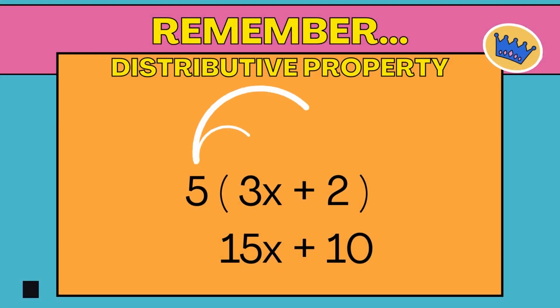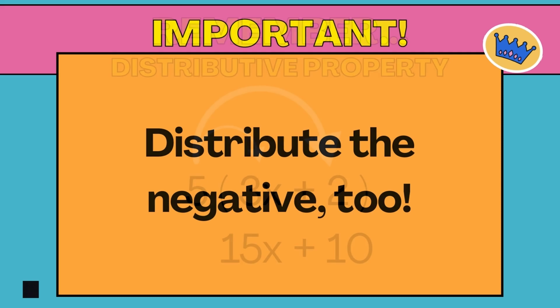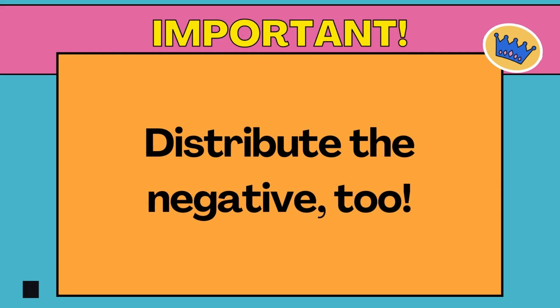Now let's take it a step further and include the distributive property in our examples. Remember, the distributive property tells us that we need to distribute by multiplication whatever number is right next to the parentheses. So we would distribute this 5 by multiplying it by the 3x and by the 2. The tricky part can be when the number in front of the parentheses is negative or being subtracted. You have to remember to distribute the negative too.